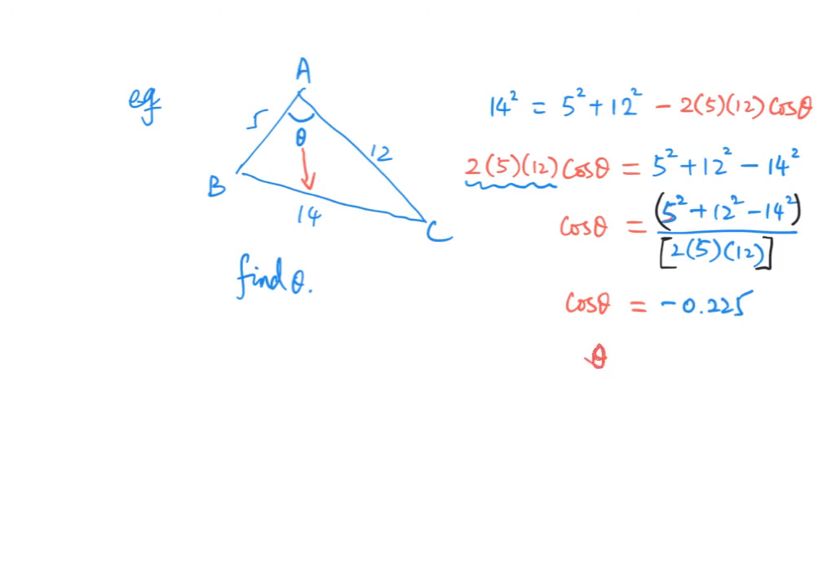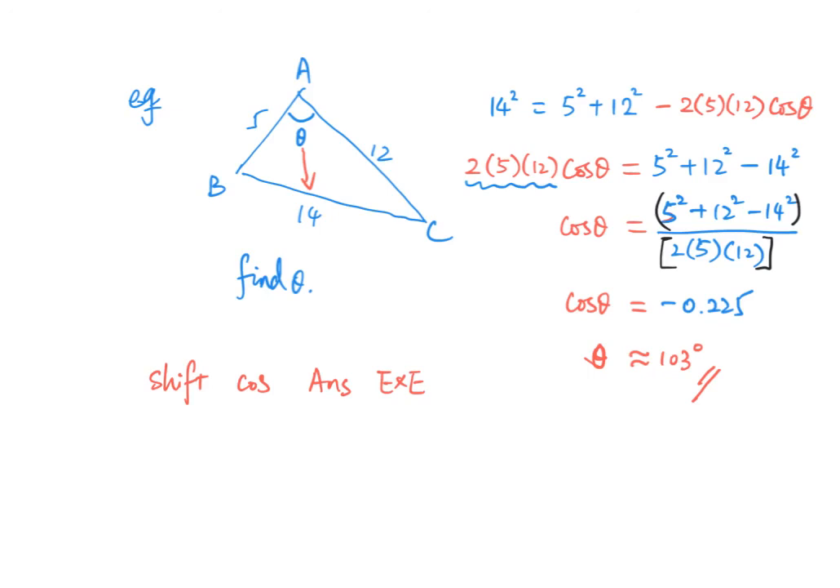We need to find the unknown angle, so we want to find theta. For finding theta, we need to press the button shift cosine, negative 0.225, or maybe we can use the answer button. So we can use the answer button and execute. Then we will get the angle theta. So shift cosine answer, execute. It's about 103 degrees. That's it. So this example shows you how to find the unknown angle by applying the cosine formula.